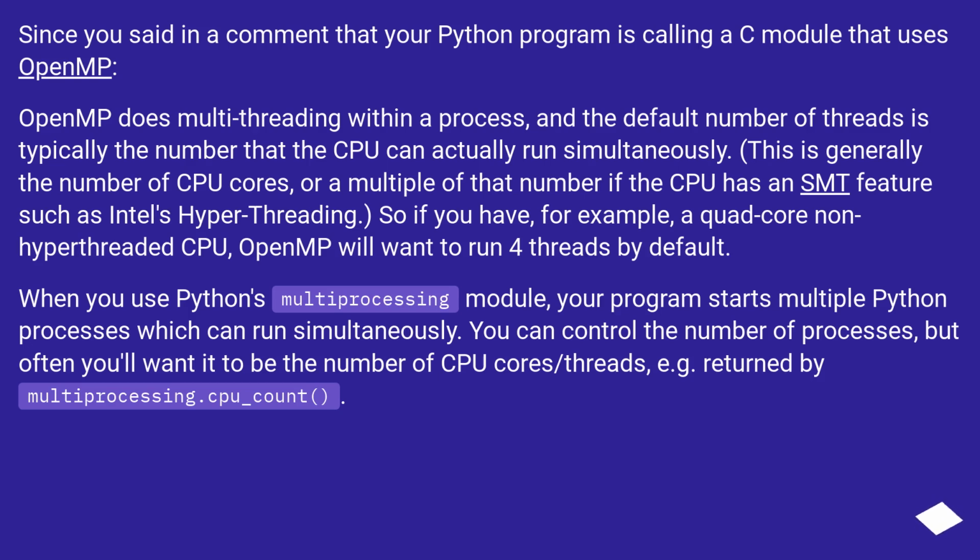When you use Python's multiprocessing module, your program starts multiple Python processes which can run simultaneously. You can control the number of processes, but often you will want it to be the number of CPU cores/threads, for example returned by multiprocessing.cpu_count.